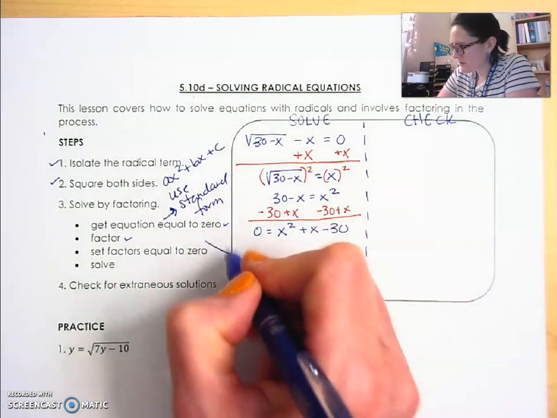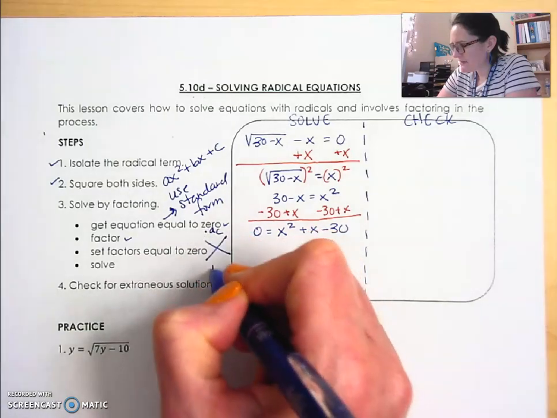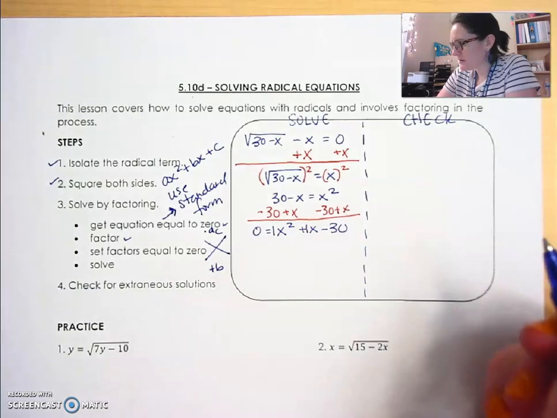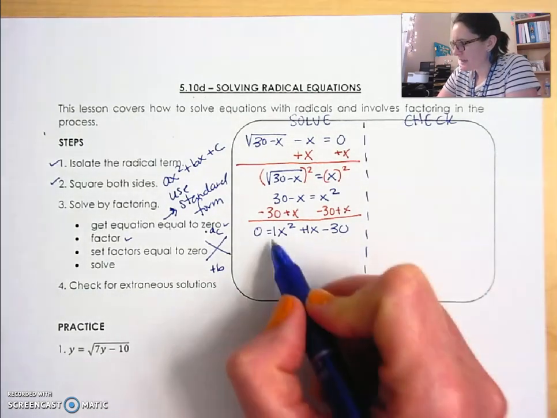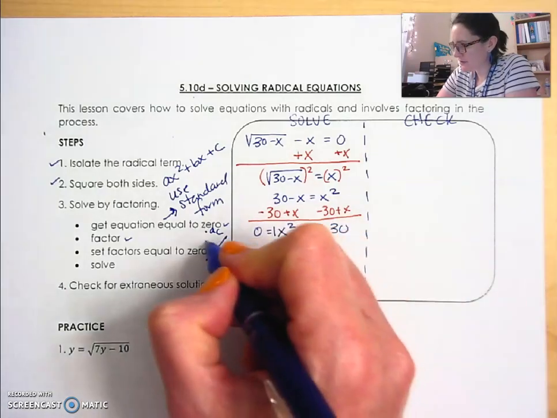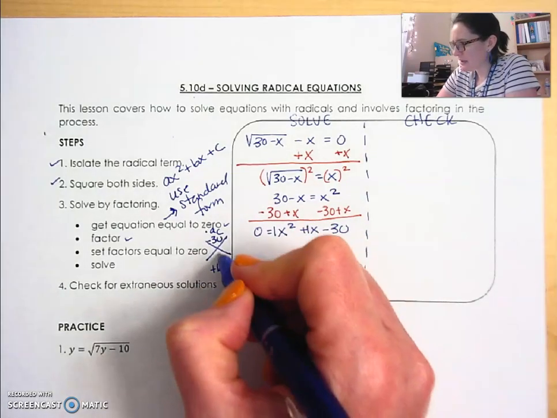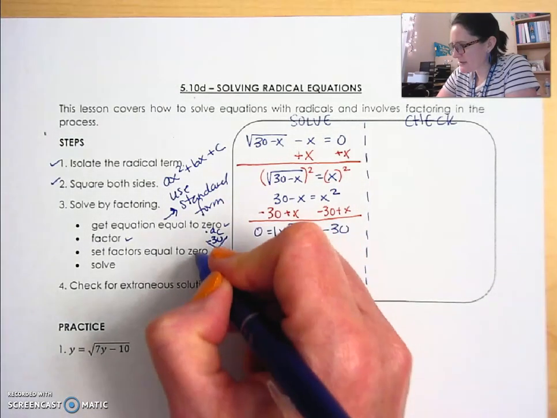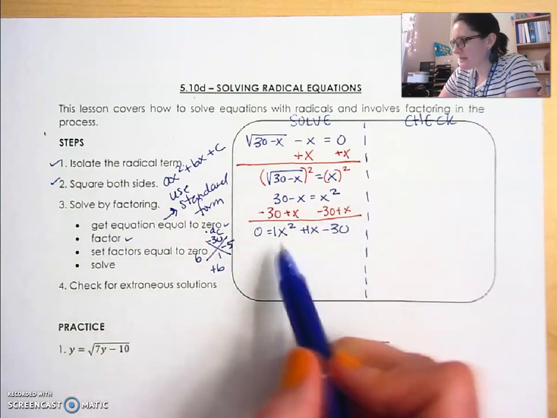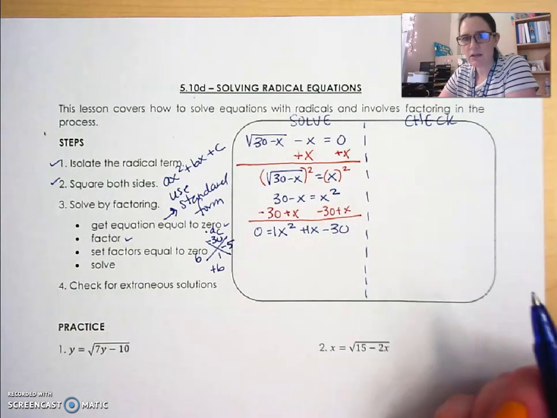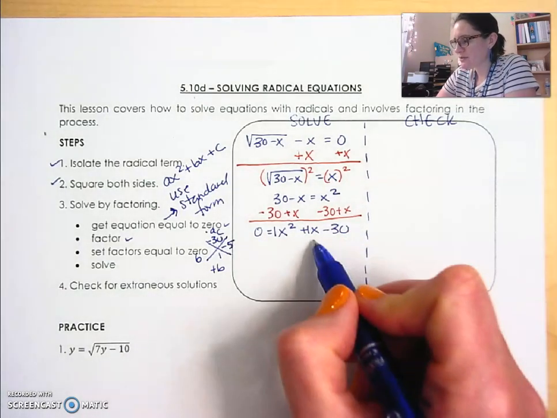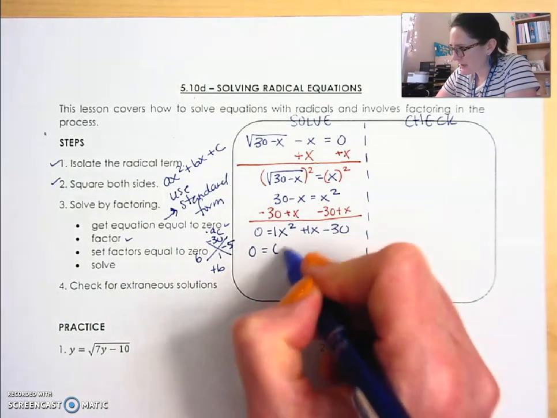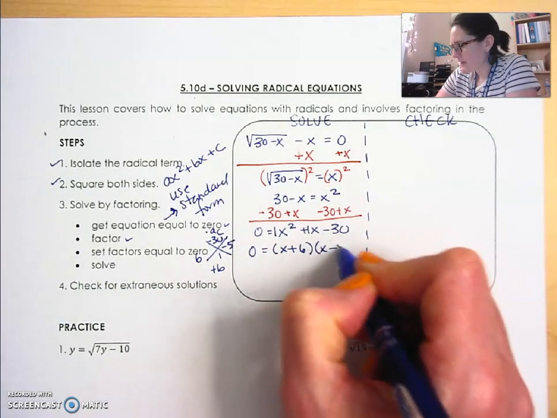This is going to be the cross method, what multiplies to AC and adds to B. So my A is 1, my B is also 1, and C is negative 30. So A times C is negative 30, and B is positive 1. And what multiplies to negative 30 and adds to positive 1 is 6 and negative 5. And because A is 1, I can do the shortcut cross method where I do not have to split the middle term and do grouping. So I'm just going to go straight to factored form, x plus 6 times x minus 5.